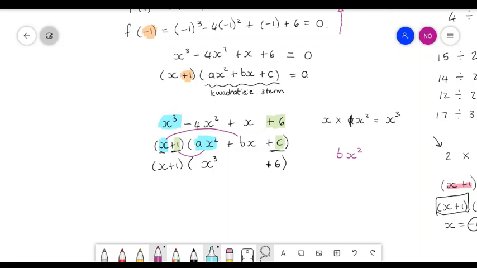Né? Maar ons het hom klaar opgelos. Wat is die waarde van a? 1. So this one times that one will give you x squared. Alles anders gaan of vir jou 'n x, of 'n x tot die mag 3, of 'n konstante gee. And those two added together must be negative 4x squared.